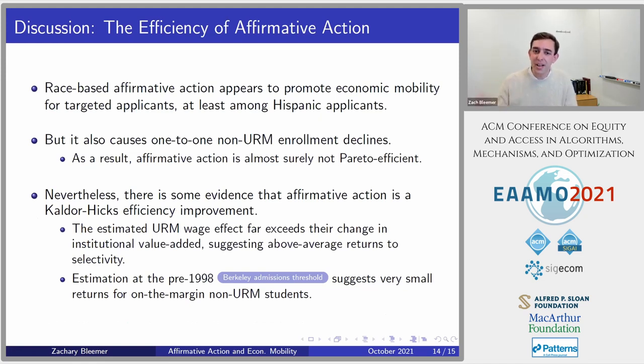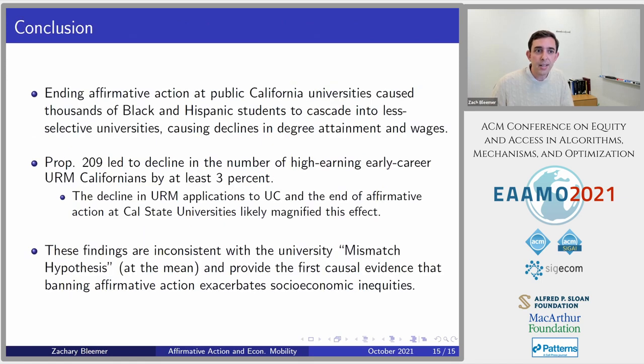The paper also goes through a series of exercises trying to understand the impact of ending affirmative action on white and Asian students' outcomes. And I find essentially no evidence that the end of affirmative action led white and Asian students to improve either their degree attainment or early career earnings in the years thereafter. I think the identification strategy is somewhat weaker in those cases. Instead, let me just conclude.